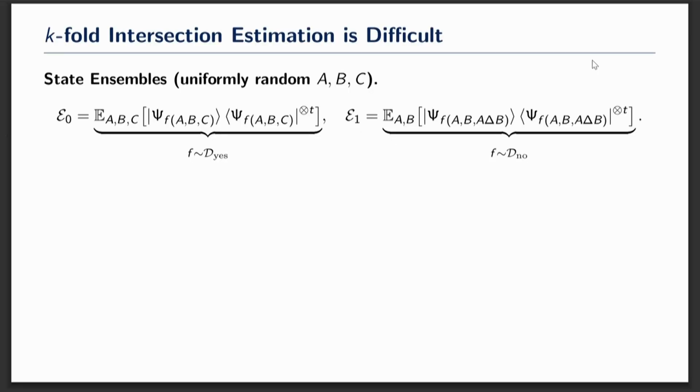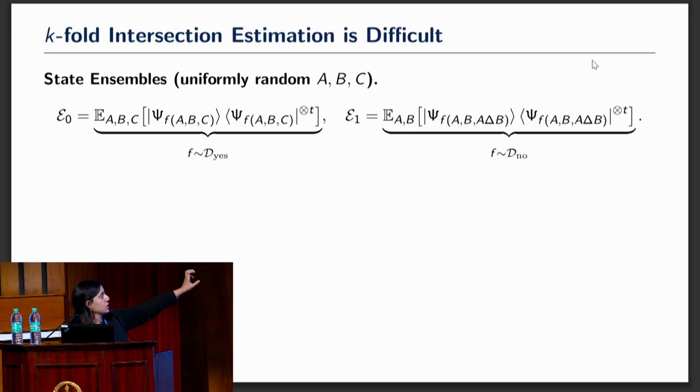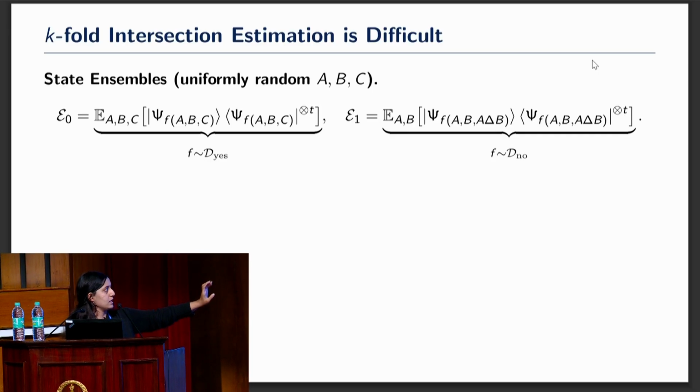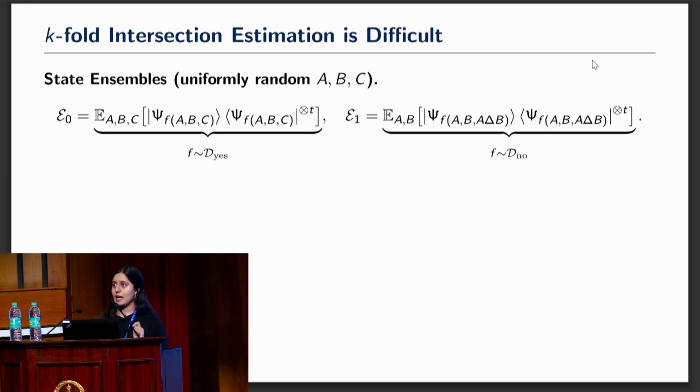Okay, so these are the ensembles we're going to use. Our first distribution is going to be uniformly random A, B, and C. And our second distribution is just going to be uniformly random A and B, and then C is going to be exactly equal to the symmetric difference between A and B.